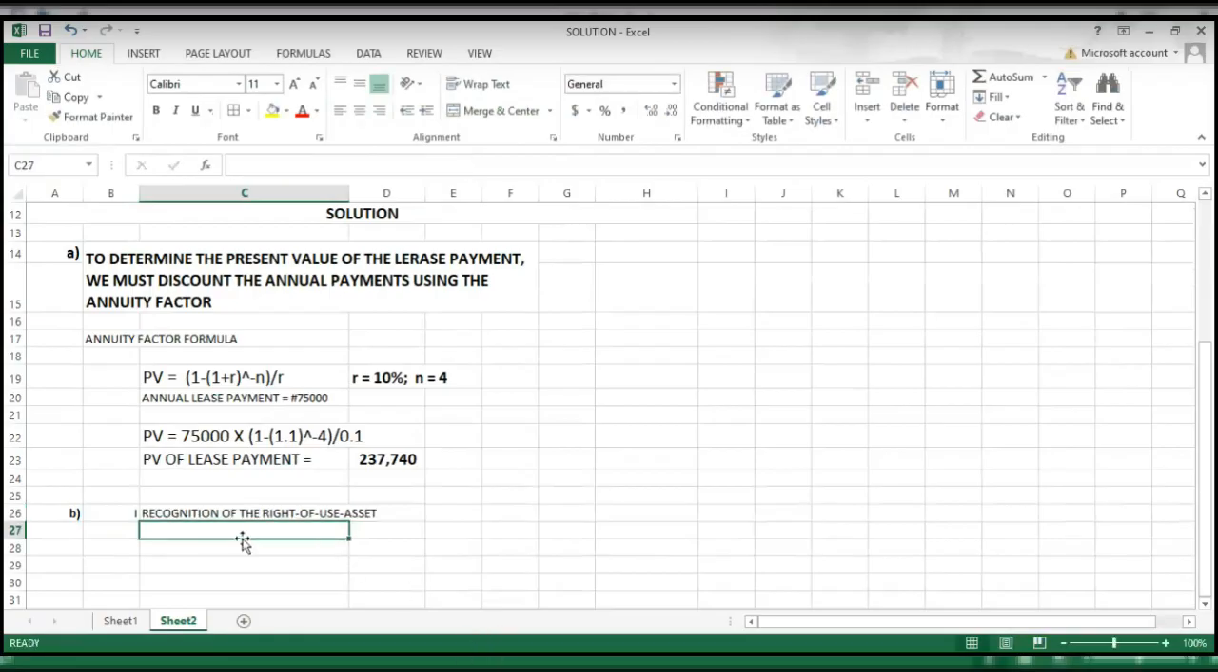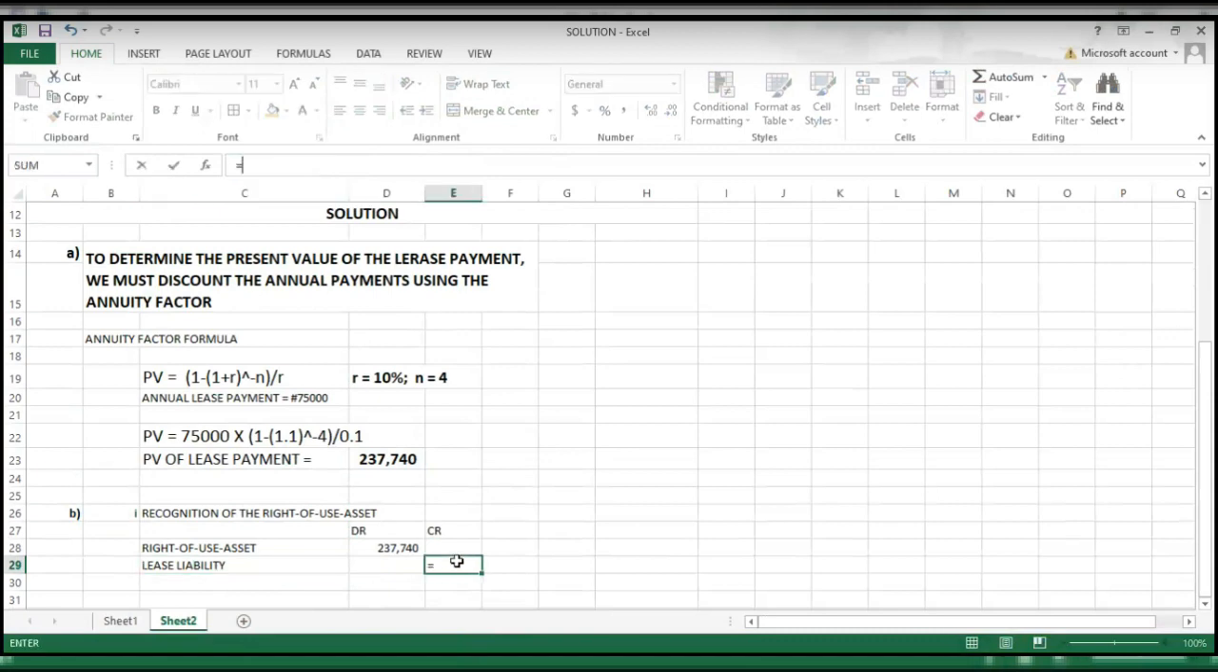That's the first thing. And the double entry for recognizing that, debit, credit, is that we debit the right of use asset. Right of use asset is debited with how much? The only value we have. If there are more, we are going to be adding it to this liability. And then the lease liability is credited. Credit lease liability. We credit the lease liability with the same amount.